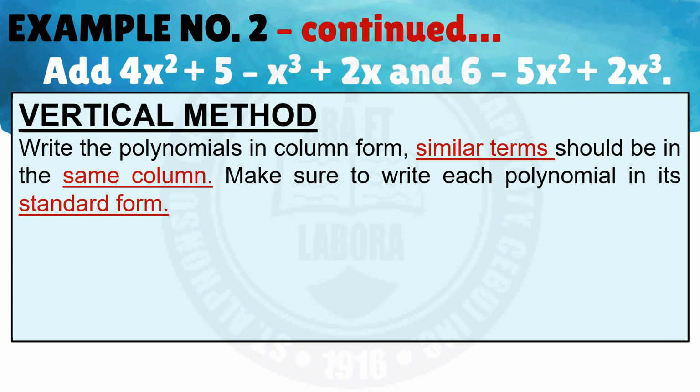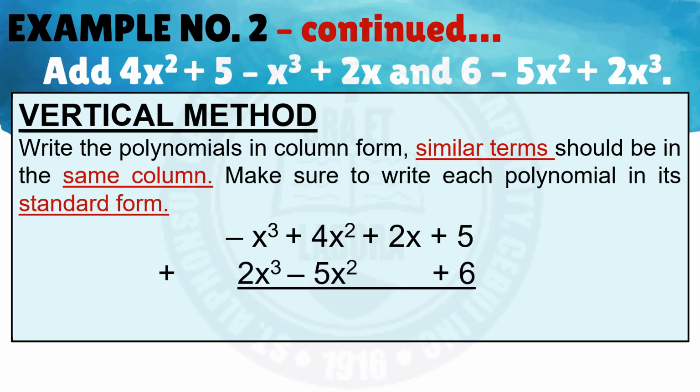So we have negative x cubed plus 4x squared plus 2x plus 5 and 2x cubed minus 5x squared plus 6, and then combine the terms which are said to be similar terms, and then add them first. So negative x cubed plus 2x cubed, the answer is 1x cubed or x cubed.